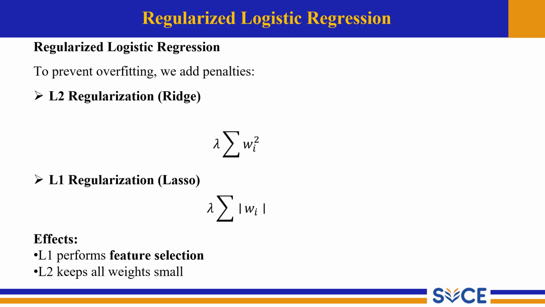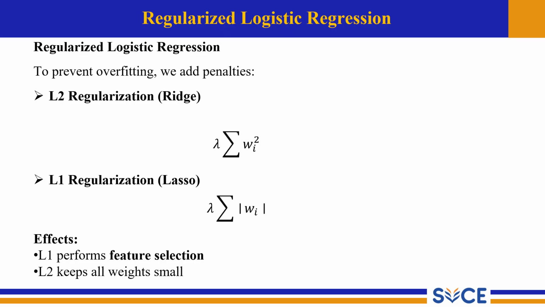Regularized logistic regression. Regularization helps to prevent the model from overfitting. To control overfitting, we add a penalty term to the loss function. The two most common types are L2 regularization and L1 regularization. L2 regularization is also called ridge, and it can be defined as lambda times the summation of Wi squared. L1 regularization is also called lasso, and it is lambda times the summation of the modulus of Wi.